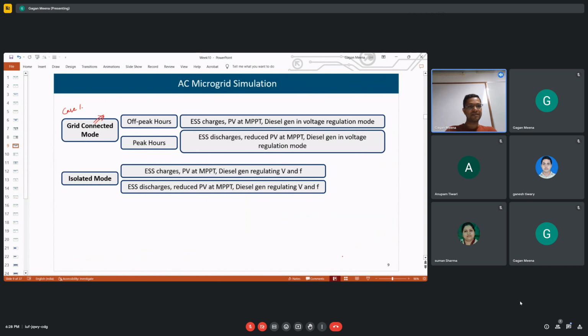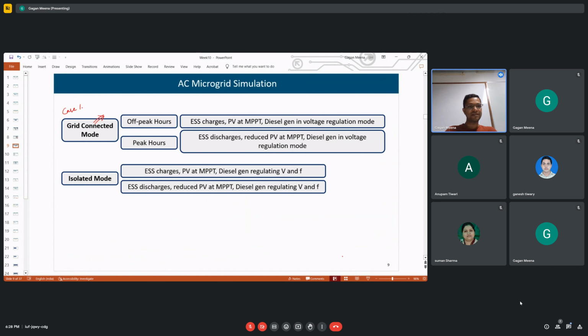Can you tell? To meet its bus voltage level... Can you repeat? To meet the bus voltage level means the DC bus voltage level. Yes, correct. One is that we want to regulate, we want to have a constant DC bus voltage. The voltage is fluctuating. That is correct.